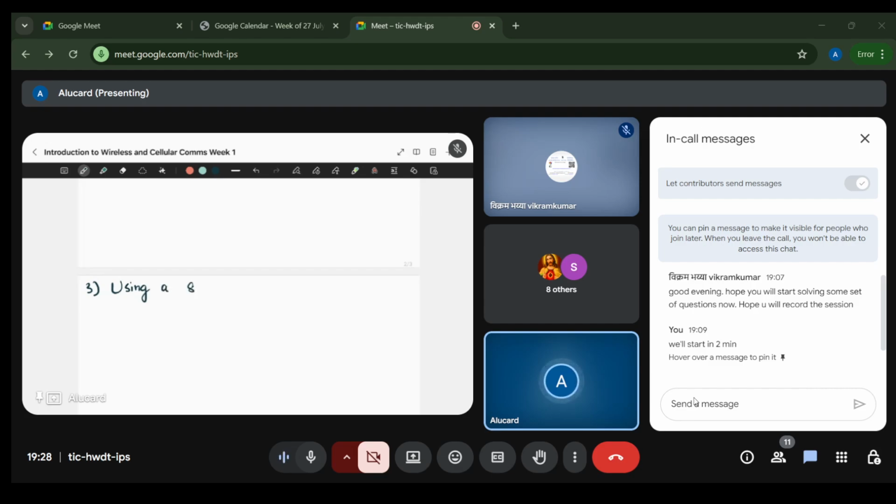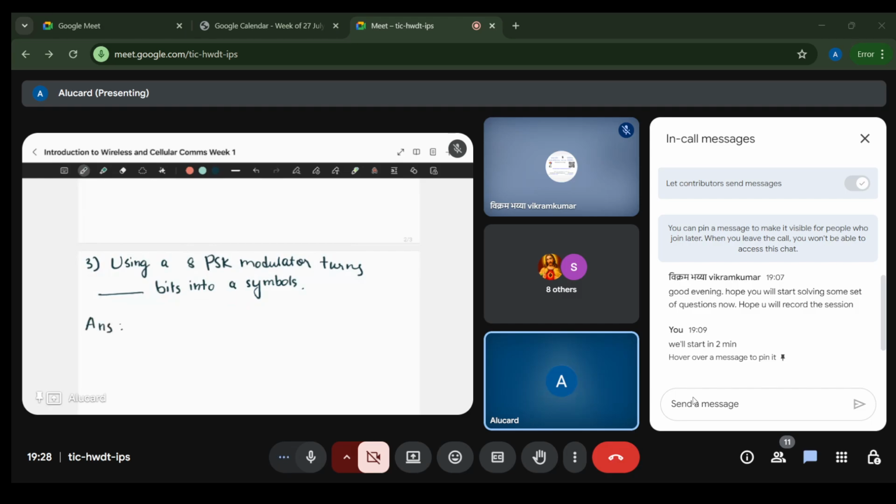Third question, using an 8 PSK modulator, dash bits turn into a symbol. Well, we know that 8 PSK has 8 constellation points, and each of them is a symbol.